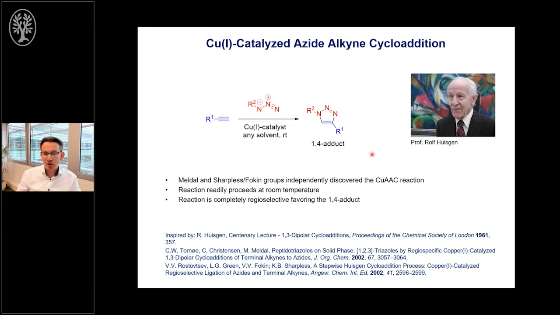And so the reaction would require 100 degrees. It would give a mixture of regioisomers, but if you add a copper-1 catalyst, the reaction becomes regioselective and proceeds at room temperature. Now, this, I think, marked the start of click chemistry, and this reaction was independently discovered by the groups of Morten Meldal in Denmark and Sharpless and Fokin at Scripps in the US.